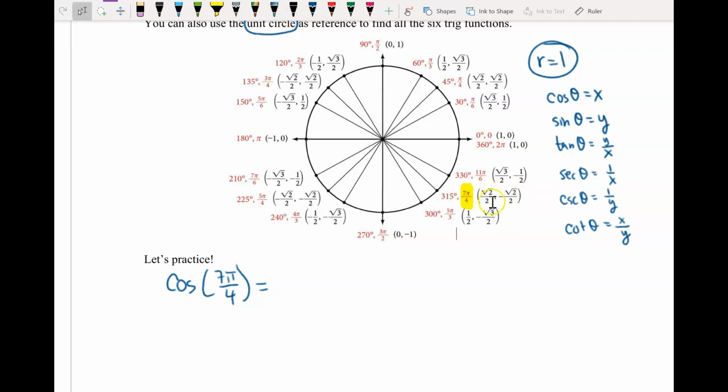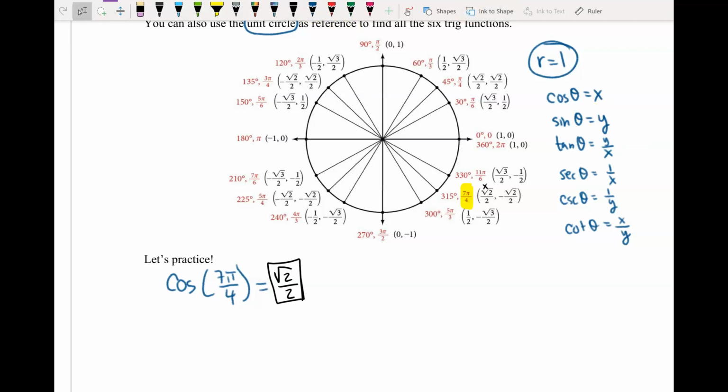Remember that in the unit circle, you have a point here. And the way that we figure out what the cosine of 7 pi over 4 will be is we go onto this side. Remember, the cosine is the x value. So in this case, this is just going to be the square root of 2 over 2. That'll be there.